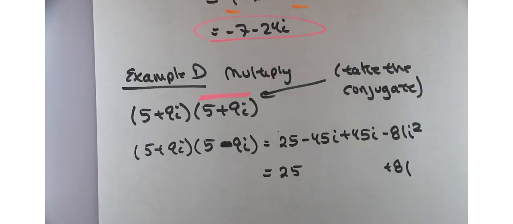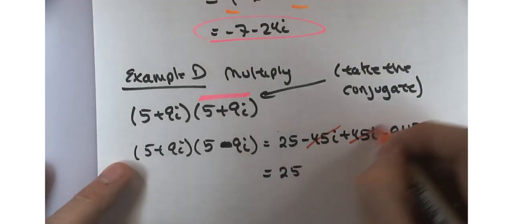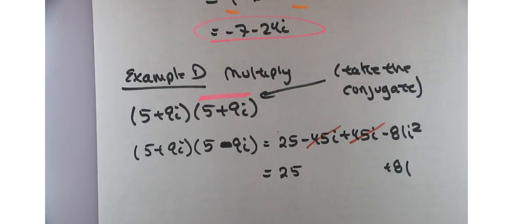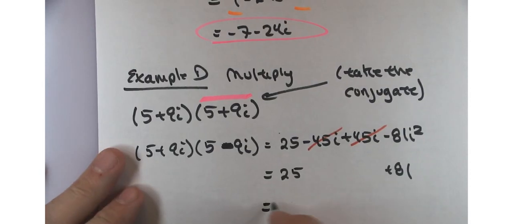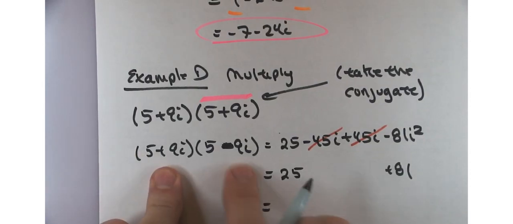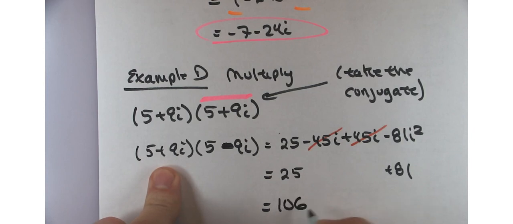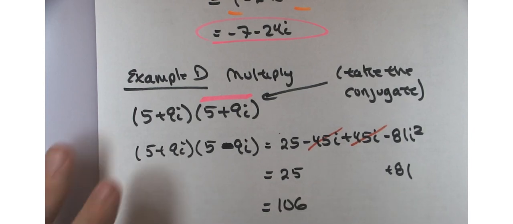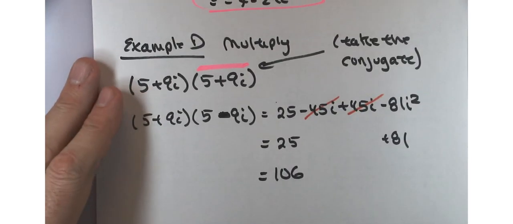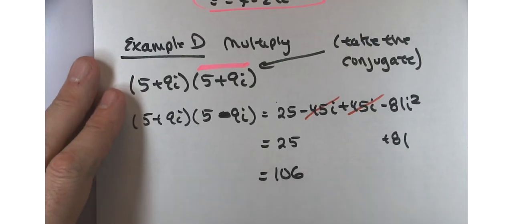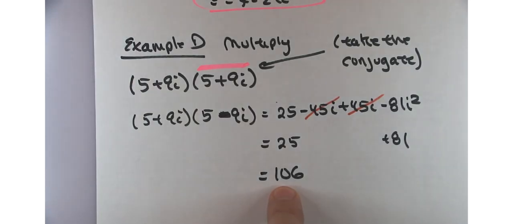So the middle terms disappear. They add to 0. And when you started out with two complex numbers, you ended up with a real number. Now, you don't have to write 106 plus 0i. It's just good enough to write 106.